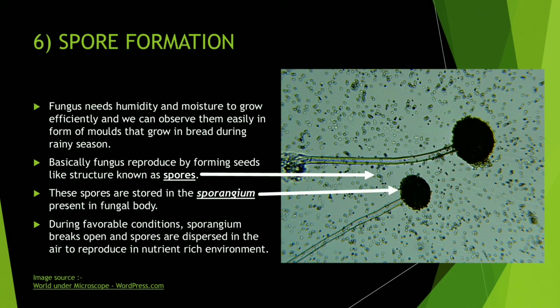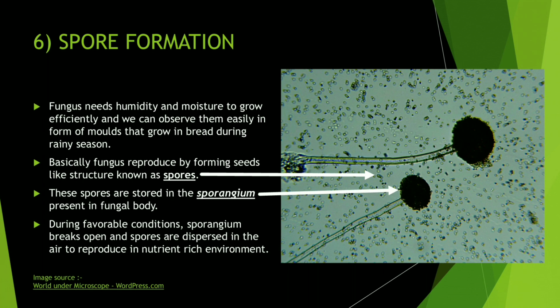Spore formation is exclusively seen in the fungal kingdom. We can see fungi in much higher numbers during rainy seasons, when the moisture in the air and the humidity are high enough for them to grow, and we can see them growing on garlic and bread in the form of molds.